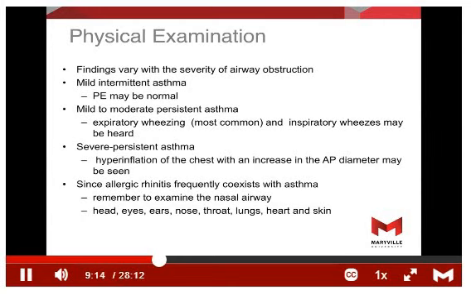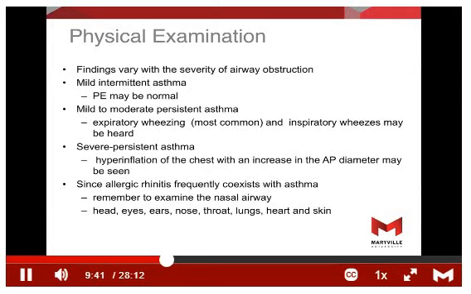Physical examinations. Findings vary with the severity of the airway obstruction. Mild intermittent asthma might be just physical activity, and the exam may be normal. Mild to moderate persistent asthma: expiratory wheezing is most common, and inspiratory wheezes may be heard. Severe persistent asthma: hyperinflation of the chest with an increase in the AP diameter may be seen.